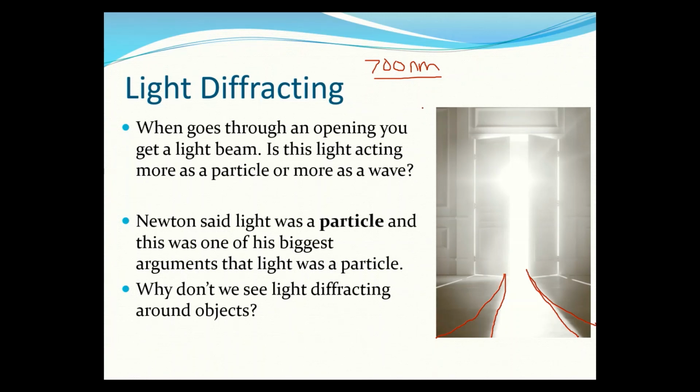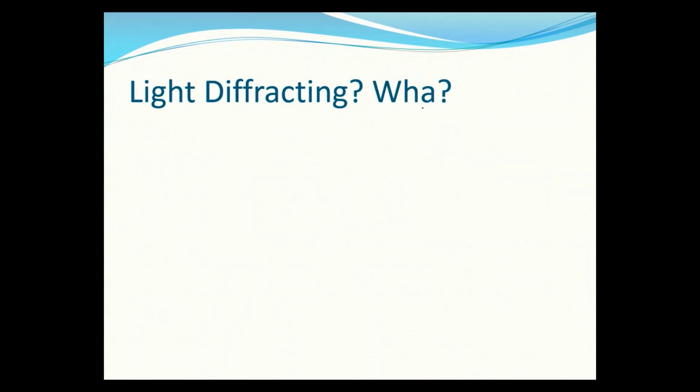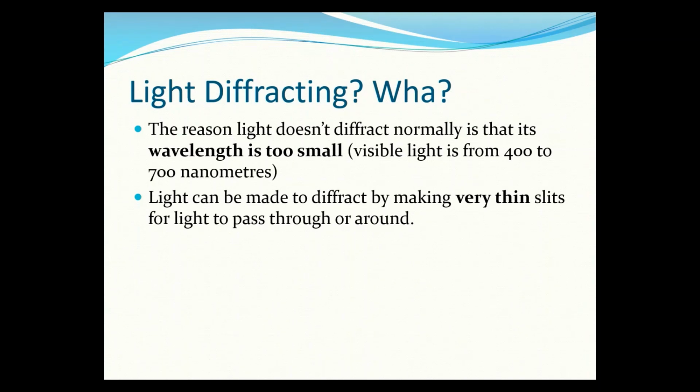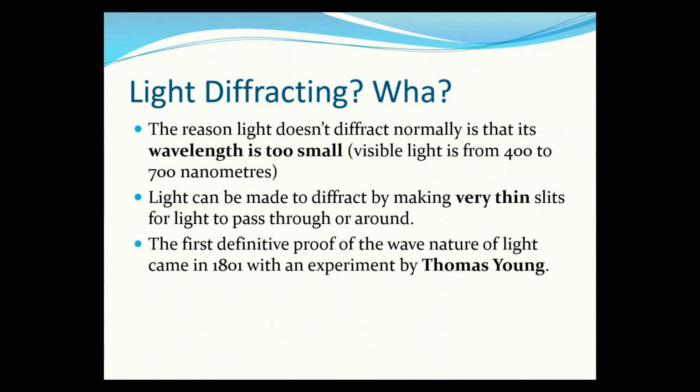So until they had good blades, like surgical blades, to make openings and things, we couldn't really see light diffracting very well. So the reason light doesn't normally diffract is the wavelength is so small. Visible light is 400 to 700 nanometers, but light can be made to diffract through very thin slits for light to pass through or around. So the first definitive proof of the wave nature of light came in 1801 when Thomas Young did his double slit experiment.